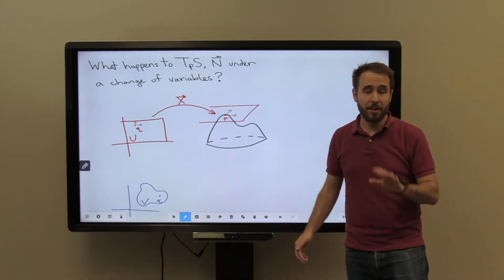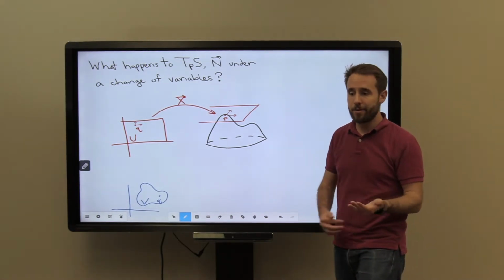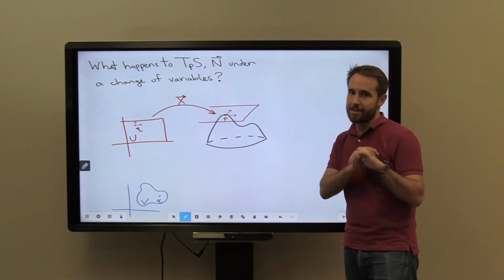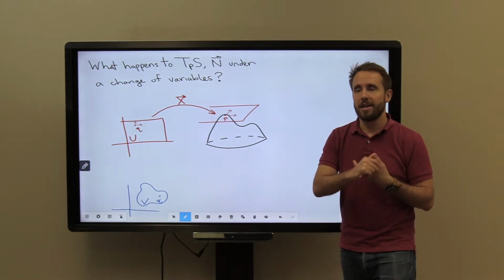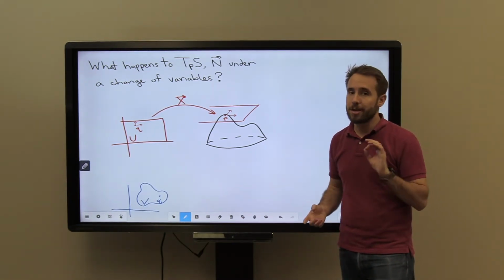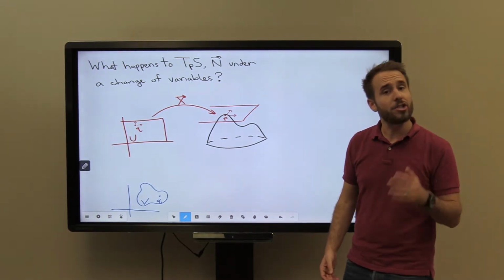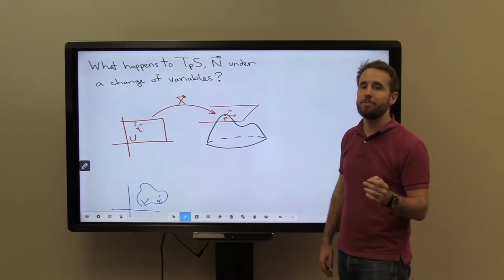Now, we spent the last video talking about change of variables. And so we've now been talking about several different things that we can compute, the x sub u, the x sub v, and now this unit normal vector n. And we should ask the question, what happens under change of variables to these different objects?